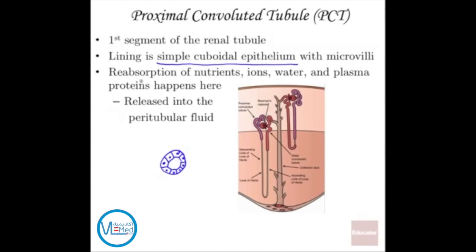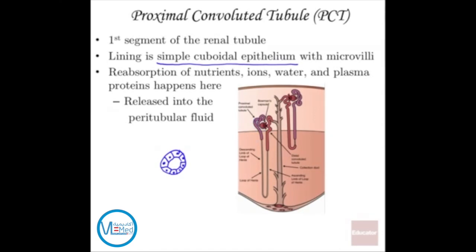What's meant by that is you have water and solutes coming through here, and that's eventually going to be urine. But at this point, as you go through this tube, you can actually suck out, because of osmosis and diffusion, some of the nutrients, ions, water, and plasma proteins that happen to come in there that you want to hang on to. So as you go through the PCT, you're going to have the release of these items into the peritubular fluid that is around here.